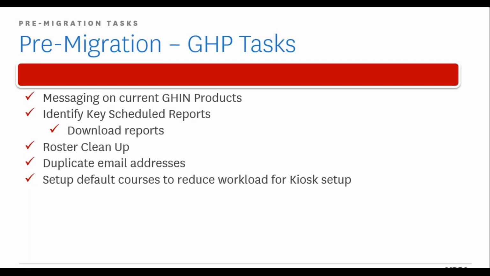So pre-migration, again, this is just the last few weeks of the year that we are in this pre-migration status, but we have updated messaging on the GHIN products. We're going to ask you to identify any key scheduled reports that you may need, and we'll go through where you can find and locate those. We're going to ask you to perform some data cleanup tasks, take a look at duplicate emails within your own club, and then set up default courses to reduce the workload on kiosk setup. Hopefully that last one you shouldn't have to do, but we are going to ask you to confirm the data, but that should already be set up because you're using the kiosk today.